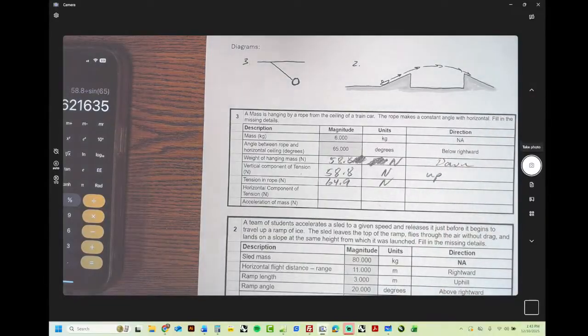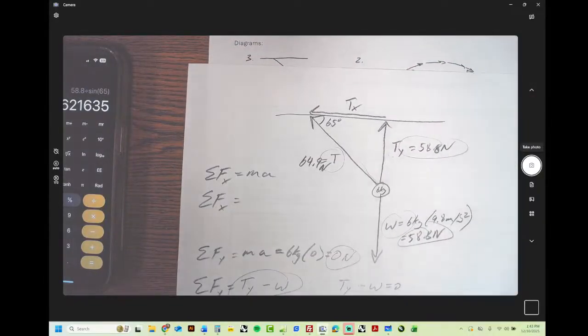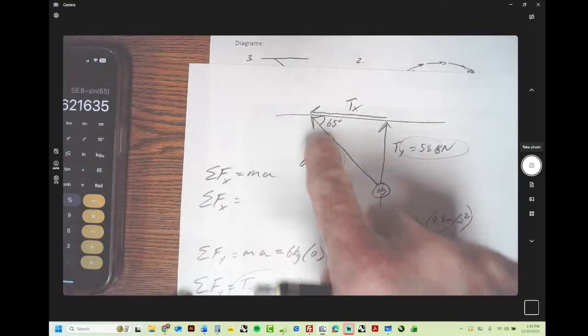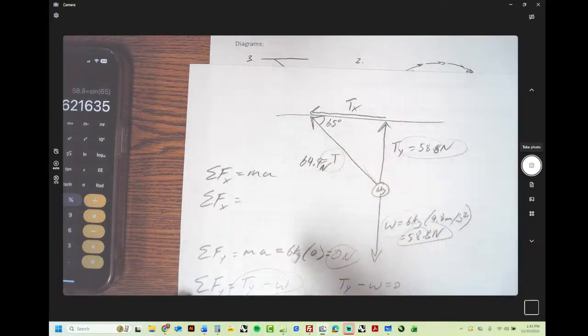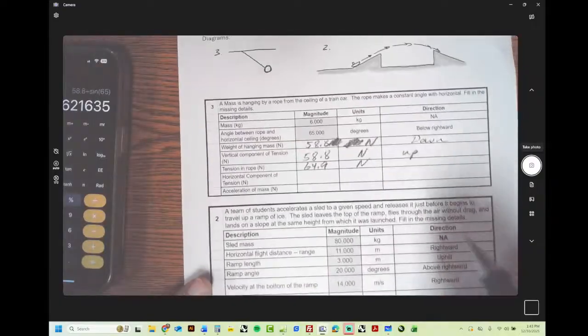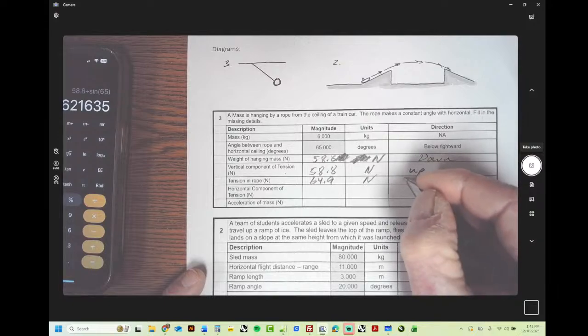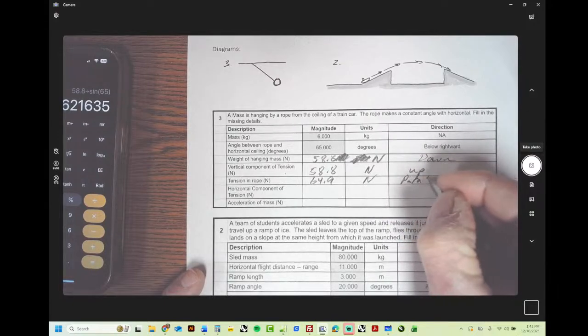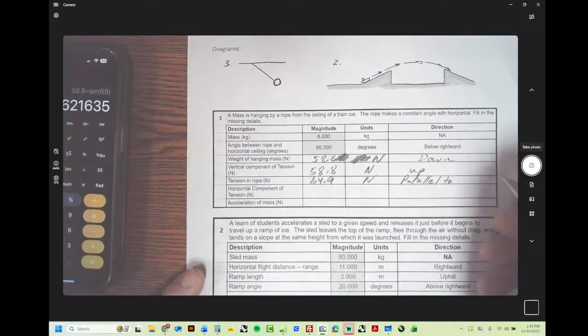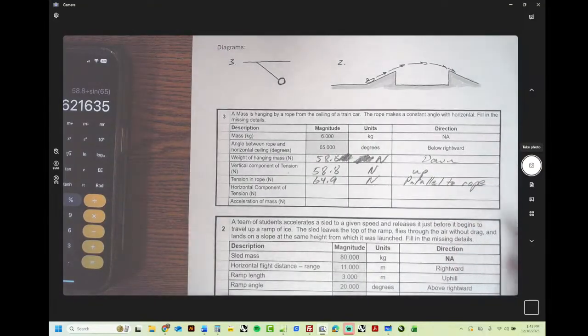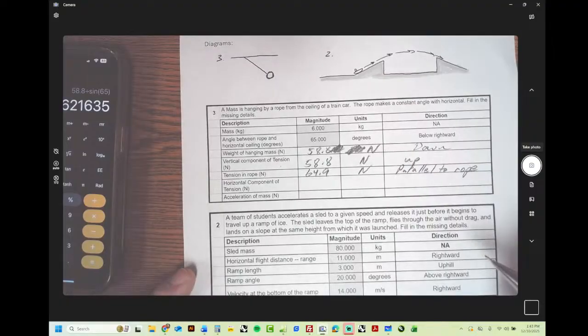The thing about this direction, tension is in both directions. So I guess I could say up and to the left, but I'm just going to say parallel to the rope, because tension is really pulling in both directions. Parallel to rope.